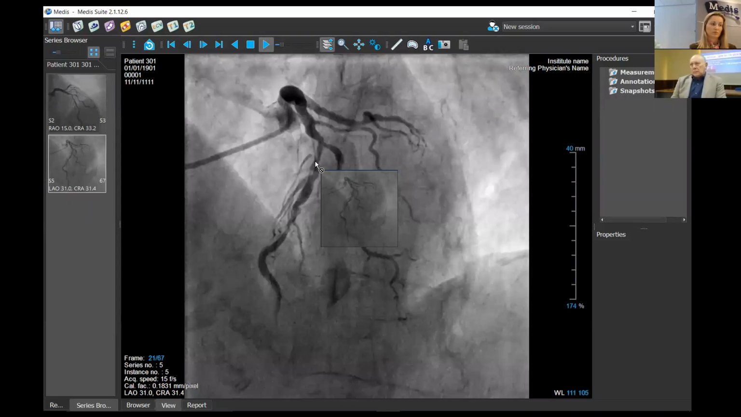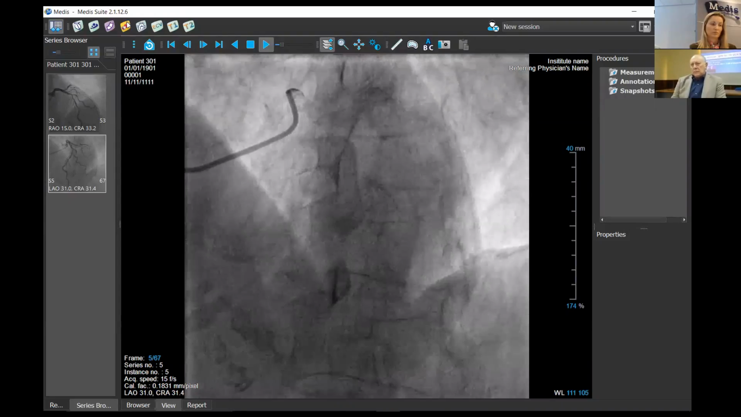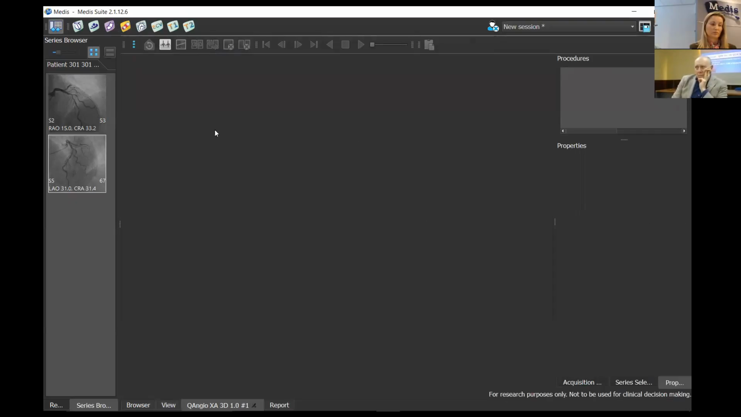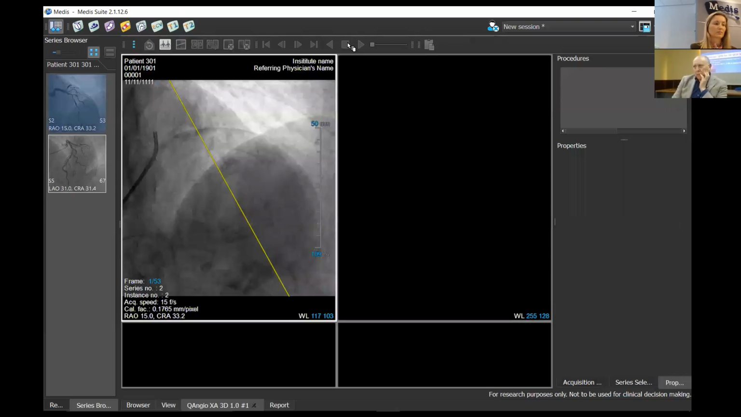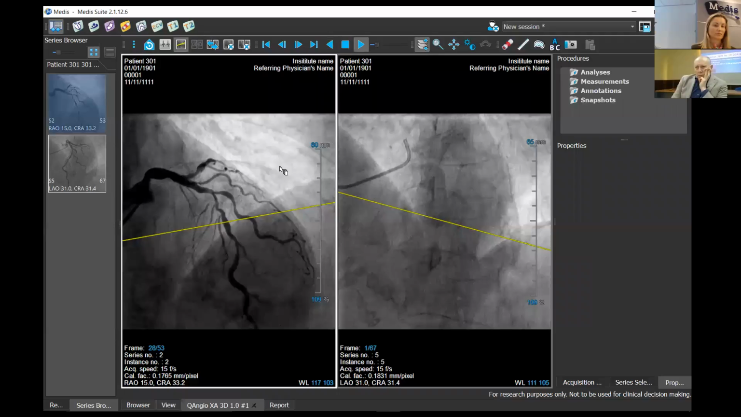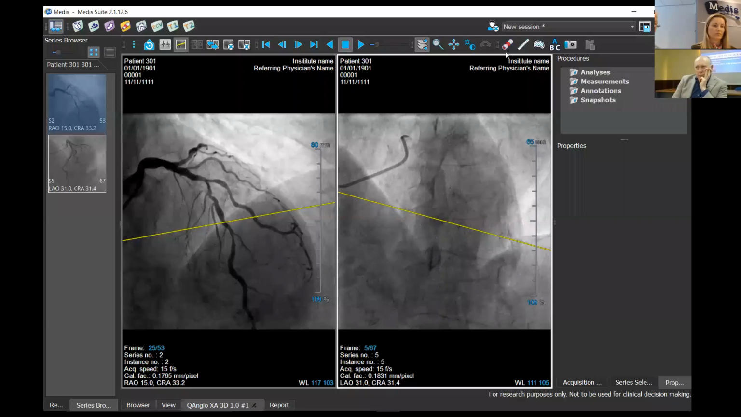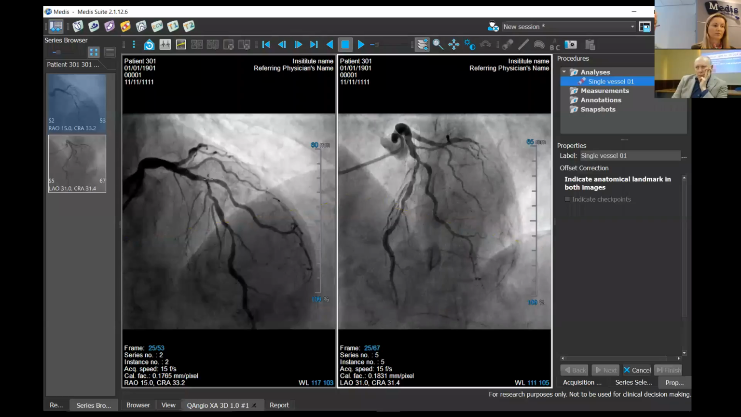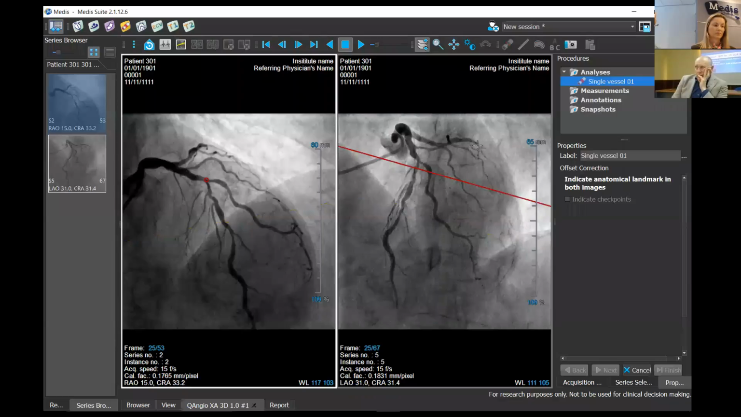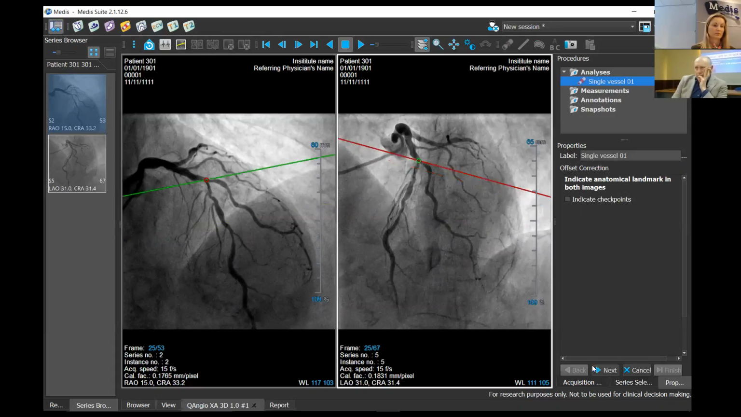So now let's start with the processing. Let's start with clicks. The first step is to select the 2 end-diastolic frames. So we do it on both angiograms, right? And then we proceed with co-registration of both images. We have to select the same anatomical landmarks in both projections. In this case, we use this bifurcation to perform the analysis.